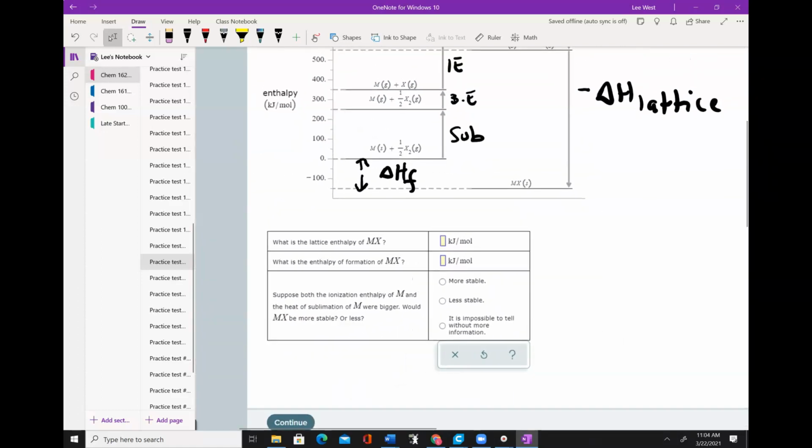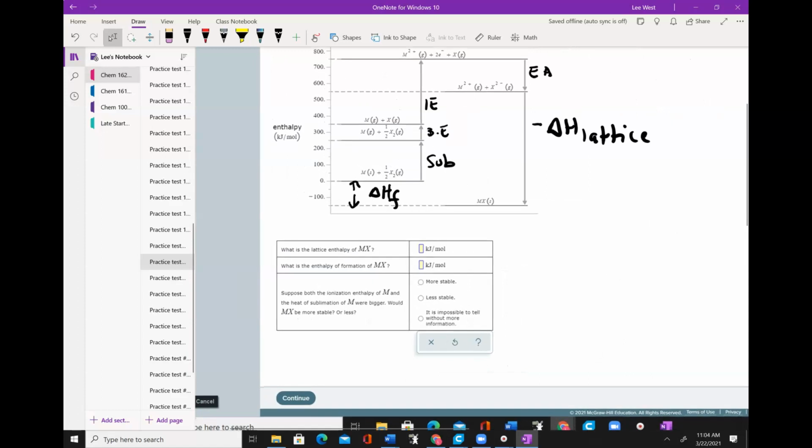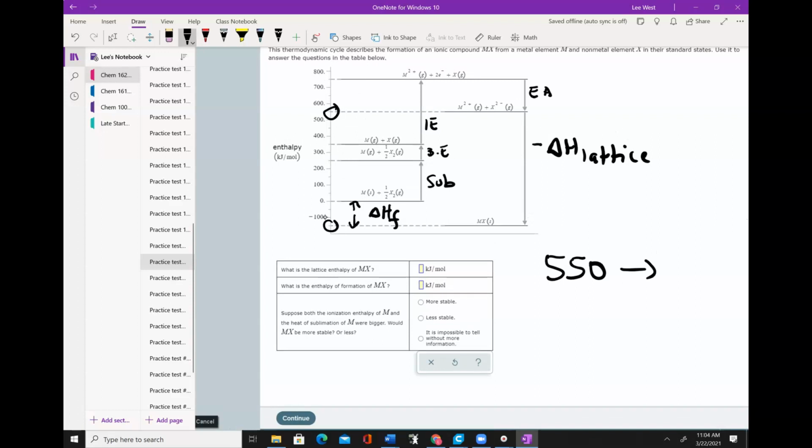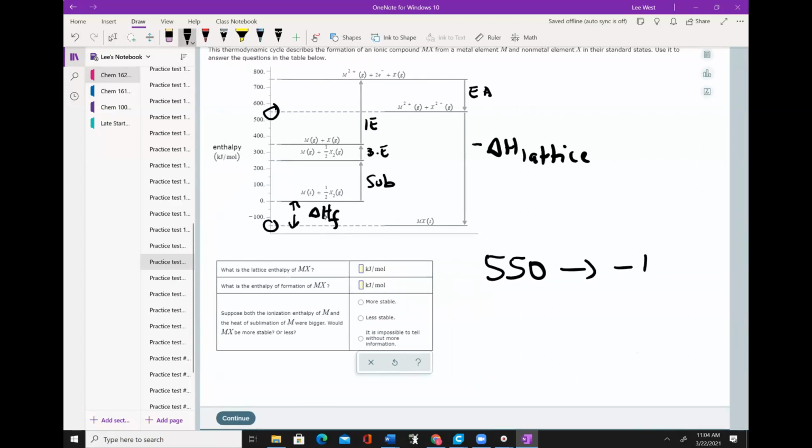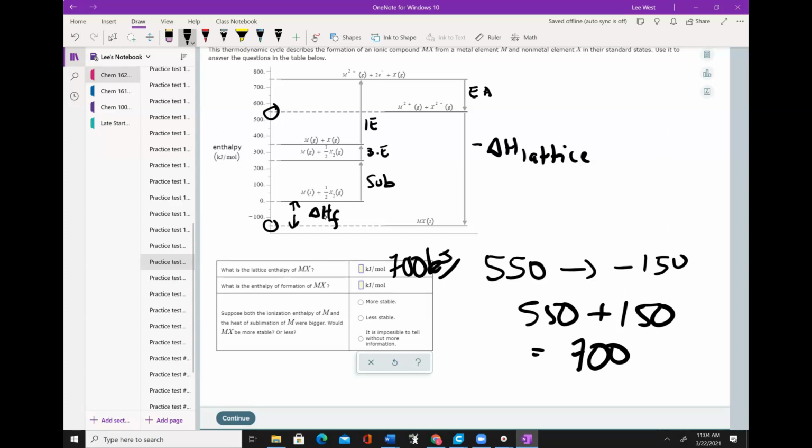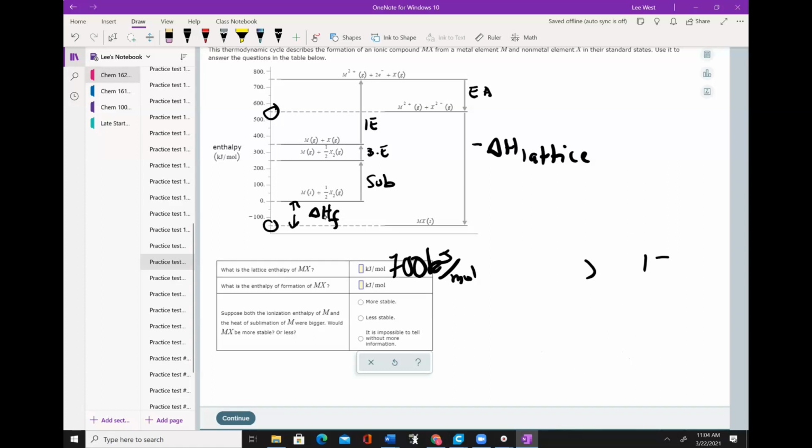So the first question says, what is the lattice enthalpy? How are we going to figure this out? Well, we're going to go from 550 all the way down to negative 150. So 550 to 0 is going to be 550, and then we've got to keep going another 150 down. So that's going to be 700, isn't it? 700 kilojoules per mole. So that was pretty easy. You just had to know the term, what was meant by the lattice enthalpy, and then read the scale correctly.